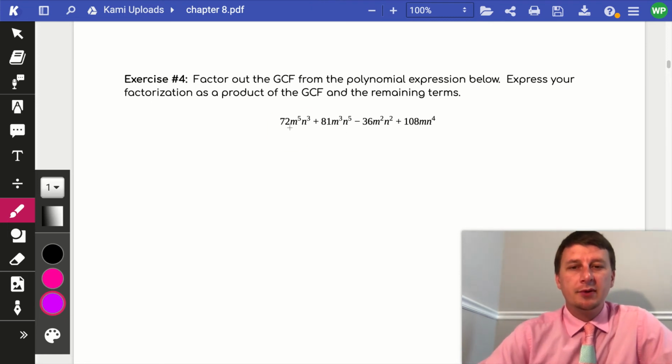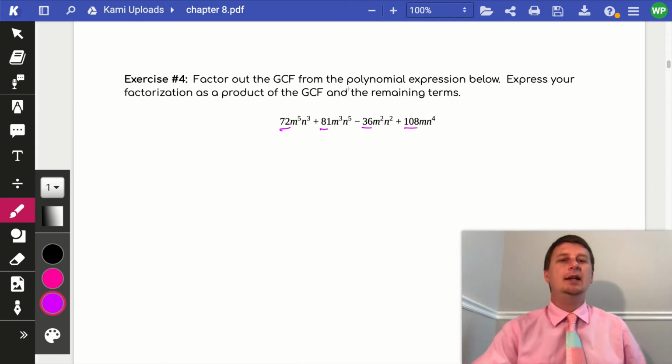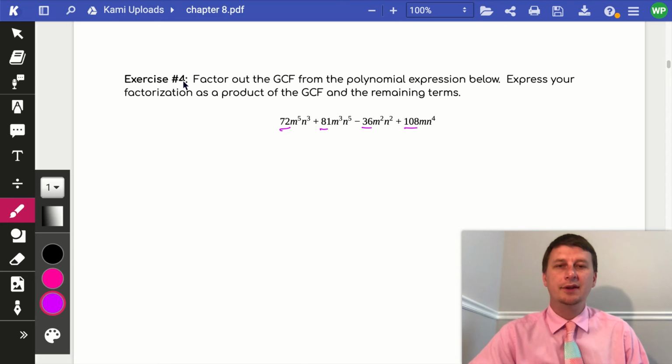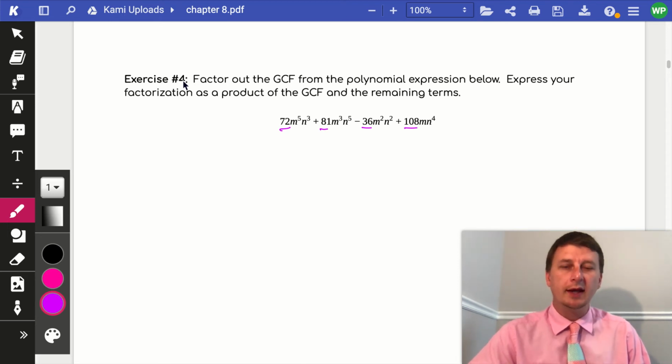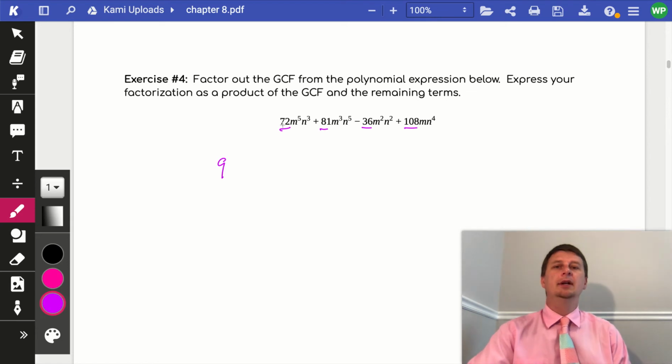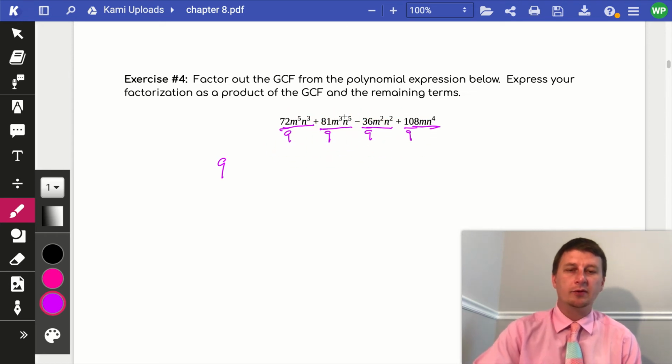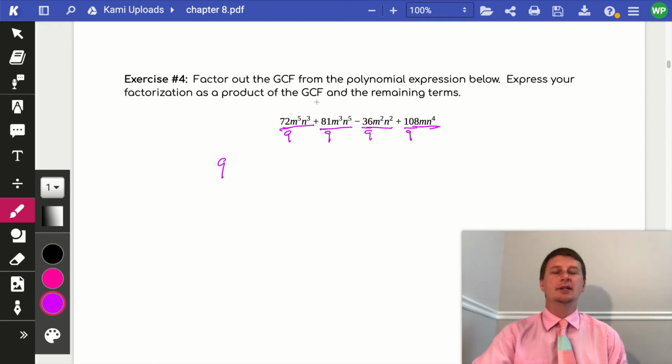First thing we want to do is look at just our coefficients. And our coefficients are 72, 81, 36, and 108. So pause this video, think of the GCF of just those coefficients. Okay, now that you've done that, you should have gotten that the GCF is going to be 9. Now, if we divide 9 out of all of these, that's going to give us our GCF of our coefficients and what remains afterwards.